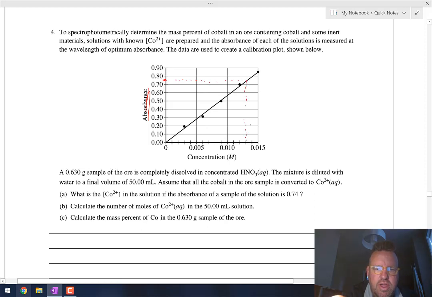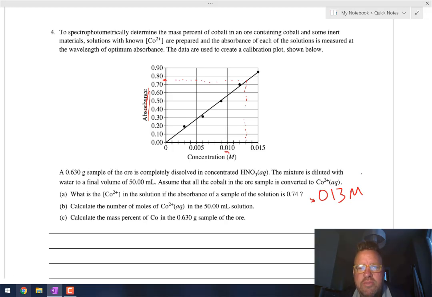And again, I'm sure they gave you some leeway on this, but based on my terribly dotted line there, for answer A, I got 0.013 molar would be the concentration. And I would imagine if you put 0.012 or 0.014, they would give you credit for that as well. So probably anywhere between 0.012 and 0.014 they gave you credit for.